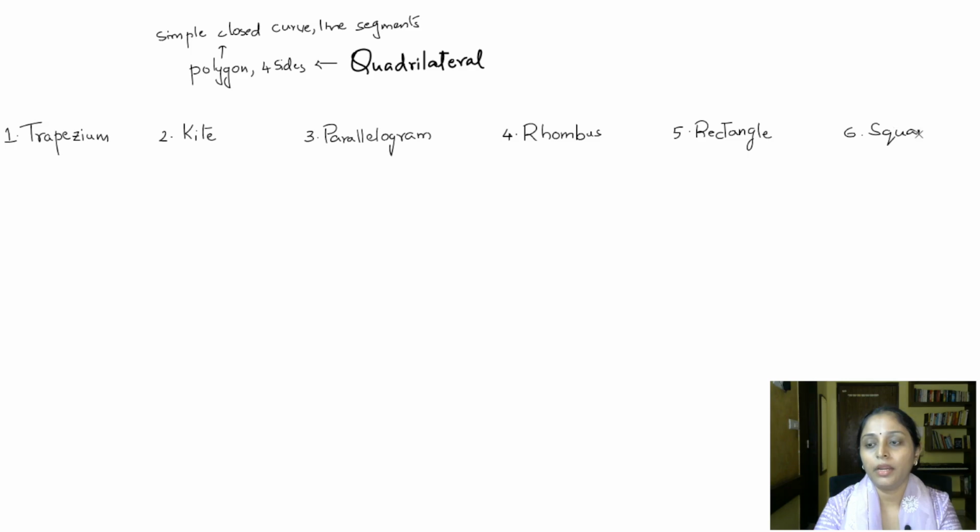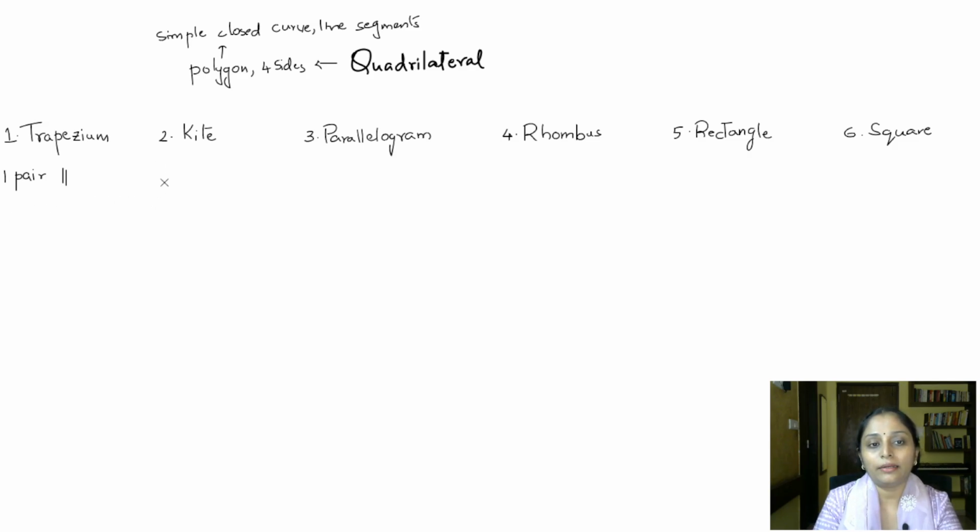Now, like I mentioned in the earlier video, when we talk about these different kinds of quadrilaterals, we need to have clarity about the definition of that particular quadrilateral. That is, what is the necessary and sufficient condition or the criteria that makes the given quadrilateral a trapezium or a kite or a parallelogram, and so on. For a quadrilateral to be a trapezium, what do we need? We need one pair of opposite sides to be parallel to each other. That is the criteria, right?